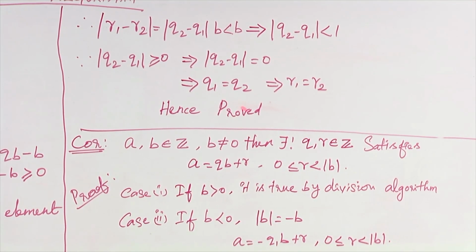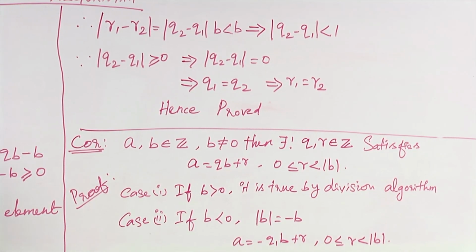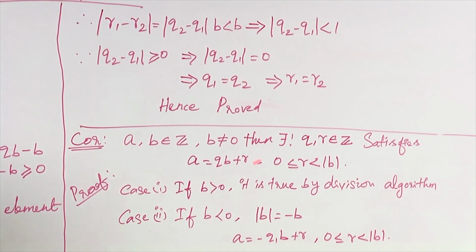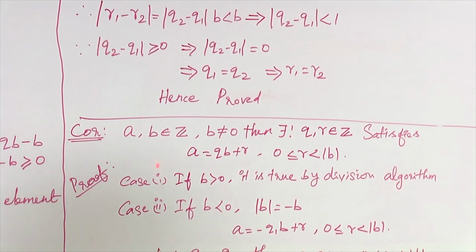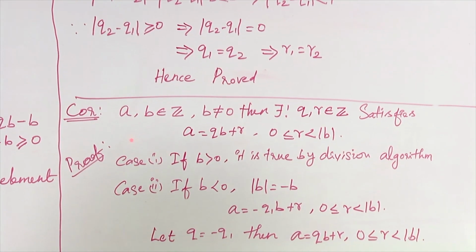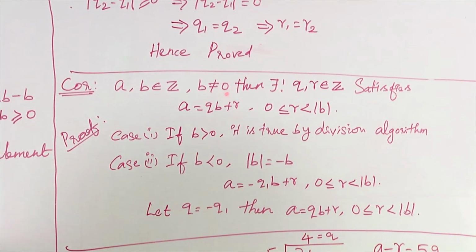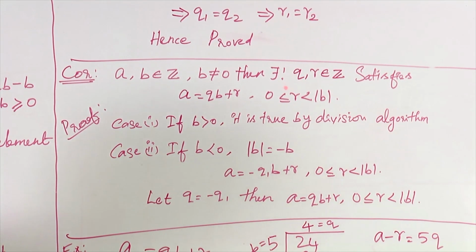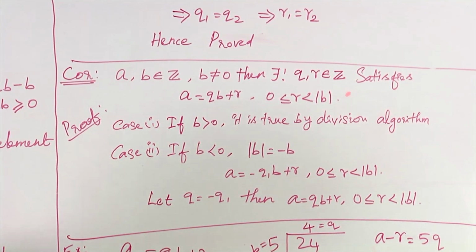So, here we proved the existence and uniqueness of such Q and R satisfying A = QB + R, where R lies between 0 and B. Next, we are going to see a corollary based on this algorithm. That corollary says when you have two integers A and B, where B is not equal to 0, there exist unique Q and R belonging to the set of integers satisfying A = QB + R, where 0 ≤ R < mod B.